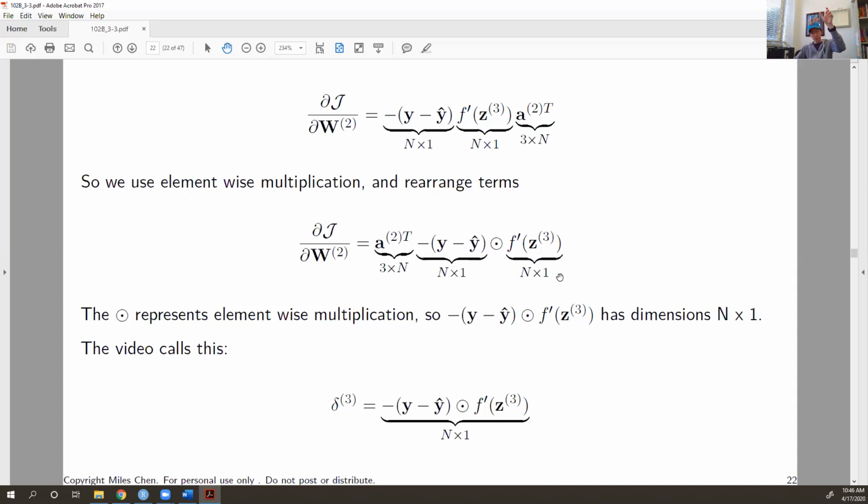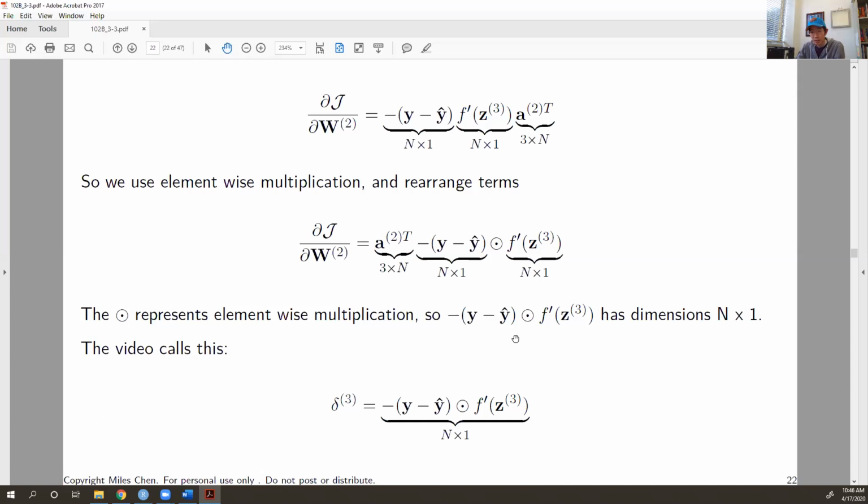So this quantity here is y minus y hat, that's an n by 1 matrix. And here I've got f prime of the Z3 matrix, which is also an n by 1 matrix. And I'm going to do element-wise multiplication, which means I'm going to take the first element and multiply by the first element, second element times the second element, third element times the third element. And so this times this together is going to remain an n by 1 matrix.